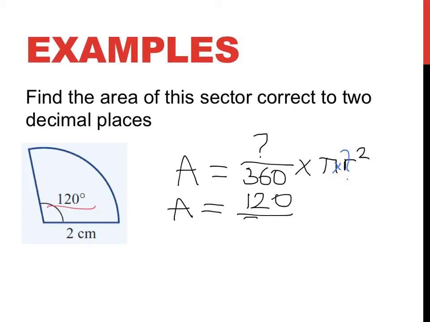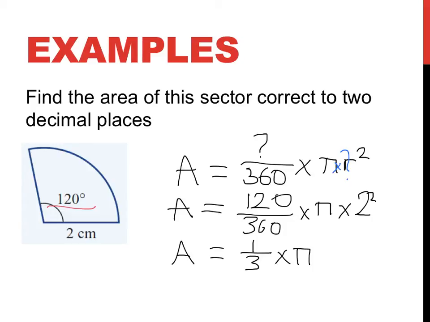Okay, so my area is going to come to, now I'm just going to simplify here, 120 over 360 is also known as a third, times pi times 2 squared, which is 4. This line of working is not absolutely essential. I just want to show you the simplified version. If we plug that in on our calculator, we get 4.1, and now we're going to round it to 2 decimal places, so 4.19 centimeters squared.